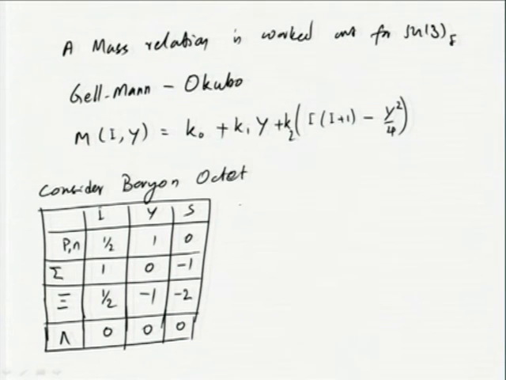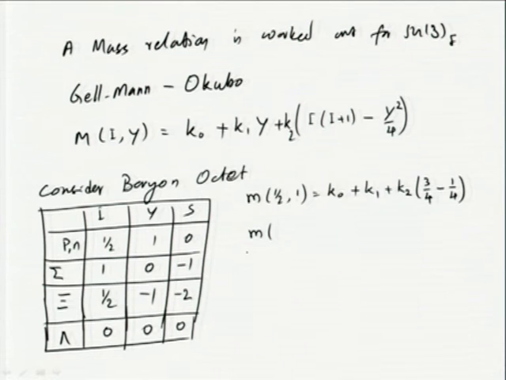So, now the mass relation will tell us that the mass for I half, Y equal to 1, that is one group, is equal to K0 plus, for Y equal to 1, K1 plus K2 into, for I equal to half, I times I plus 1 is 3 by 4 minus, okay, let me write it in that fashion, 3 by 4 minus Y is 1. So, Y square is 1, Y square by 4 is minus 1 by 4. Together in that bracket it is 2 by 4 or 1 by 2.